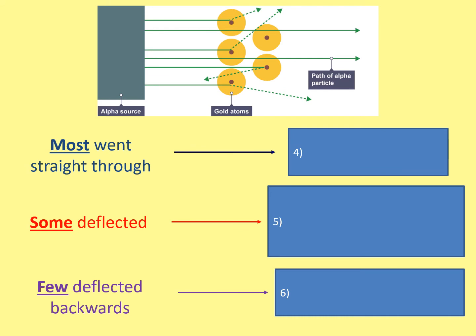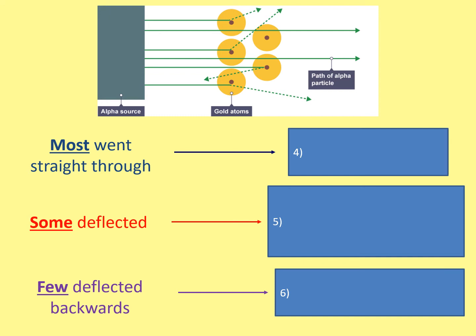The results are shown on the screen now. So most alpha particles went straight through. Didn't hit anything, just went straight through. Some of them deflected. If you have a look at the diagram, you can see some of them deflecting, bending slightly. Now it's important that they're not hitting the nucleus. They're getting really close, but they're not quite touching the nucleus. And the last one was few deflected backwards. You can see one of the arrows on the diagram is deflecting backwards. So they're the three results.